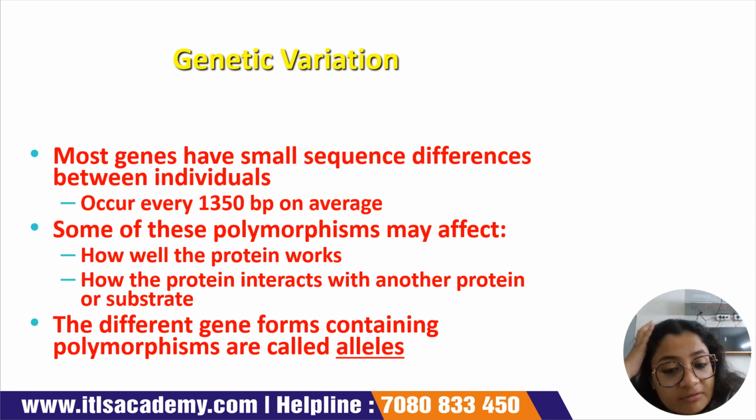Okay, now coming to genetic variation. What is it? Most genes have small sequence differences between individuals, which occur every 1350 base pairs on average. So at a difference of 1350 base pairs, the genes will have sequence differences which will be very minor or small. Some of these polymorphisms may affect how well the protein works, how well the protein interacts with another protein or substrate, and the different gene forms containing polymorphisms will be known as alleles. Exactly what I mentioned. So allele is basically two forms of a particular gene.